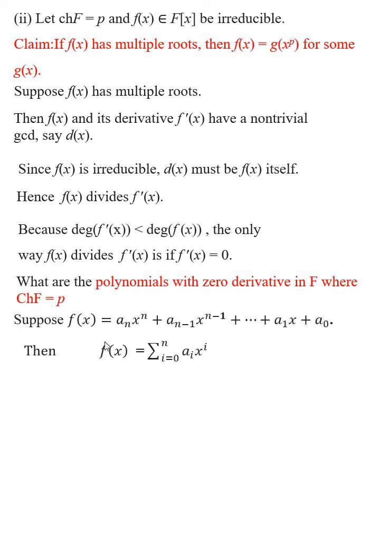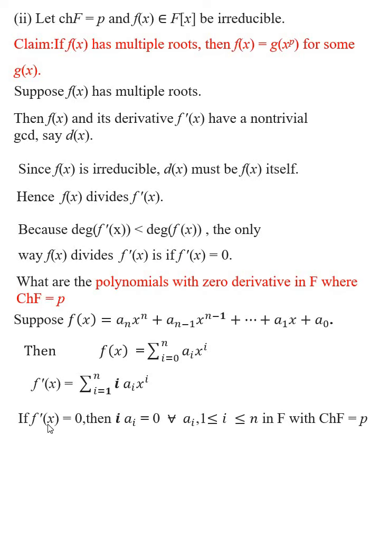So for that we'll consider f(x) to be this nth degree polynomial, and this is written in short form like this. Then when you find the derivative, we are differentiating with respect to x, so this is what you get. Now you are given f'(x) to be 0. So this in turn implies i times a_i is 0 for all i ranging from 1 to n in F. Now with characteristic of F being p, this is true for all a_i, which means i must be 0.